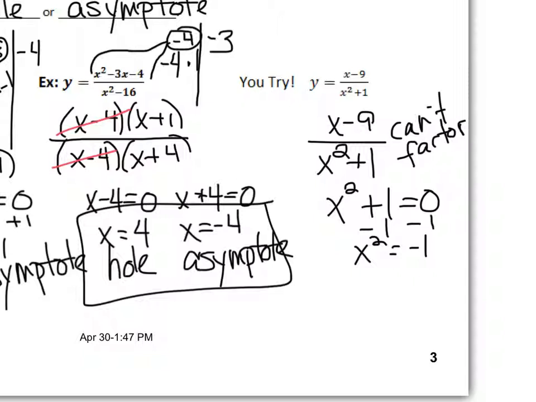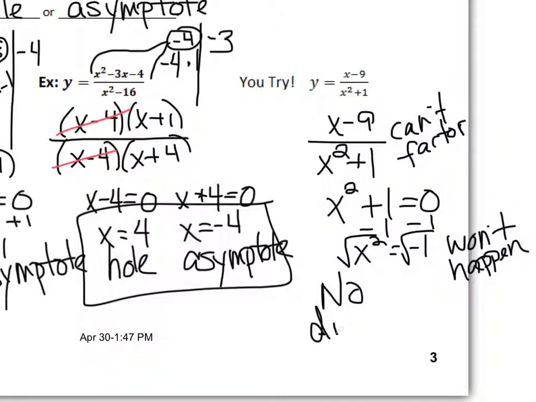So if I were to take the square root of this to get x by itself, can I take the square root of a negative? Well, the square root of a negative means I'd have an imaginary number, and I don't have imaginary numbers on a graph. So this won't happen because of that imaginary part, which means we don't have any holes or asymptotes, so there is no discontinuity. So that one was kind of a special case.